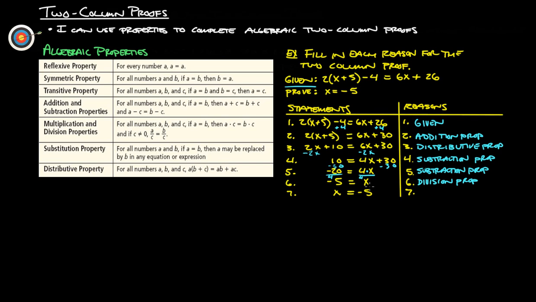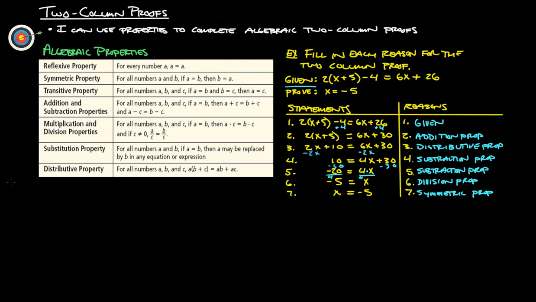Right now we have negative 5 equals x, so we have to switch those two things around. And that's this symmetric property up here. If A equals B, then B equals A. So if we're just switching the two things around, not really doing any kind of addition, subtraction, multiplication, or division, that's going to be our symmetric property. So that is this whole thing here. Hopefully that helps these make a little bit more sense.